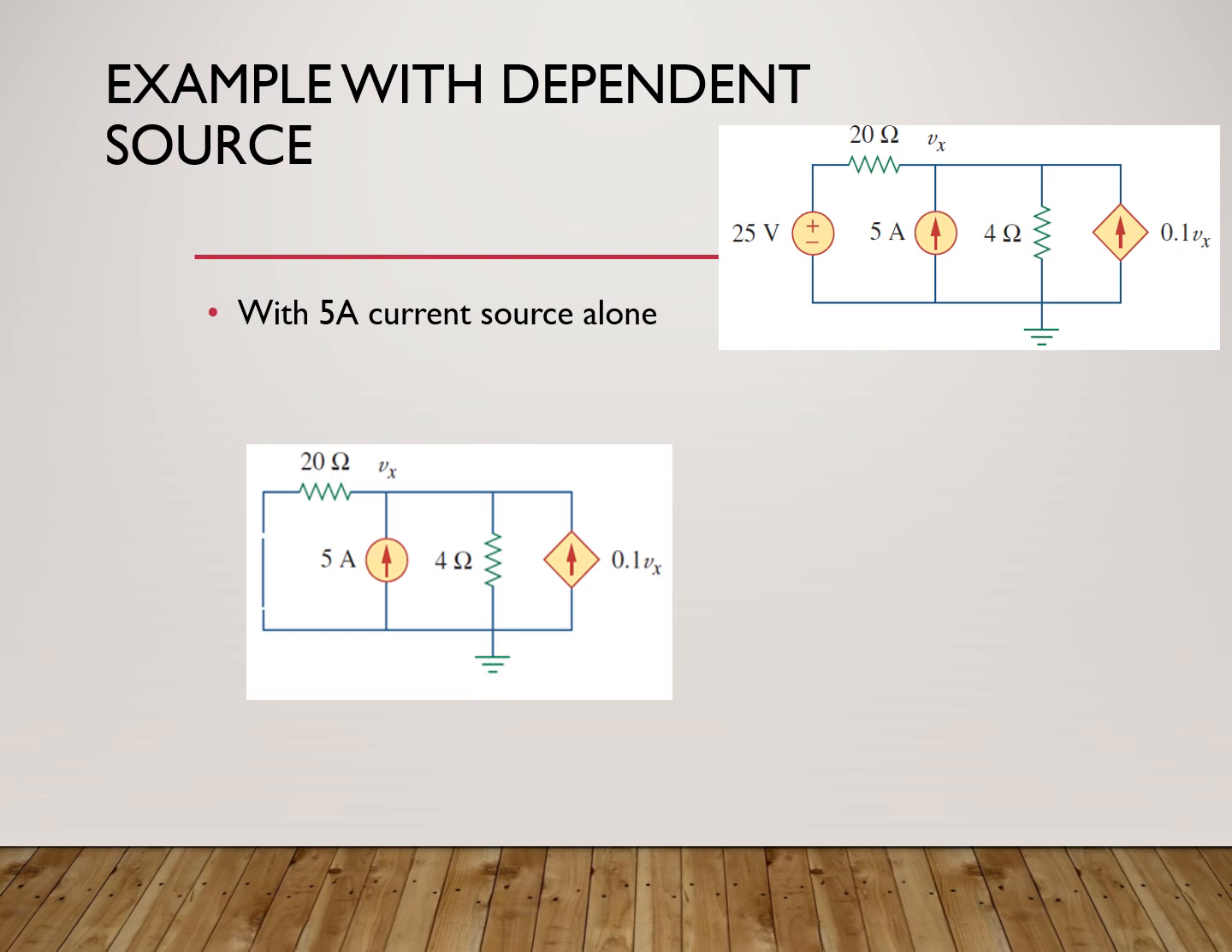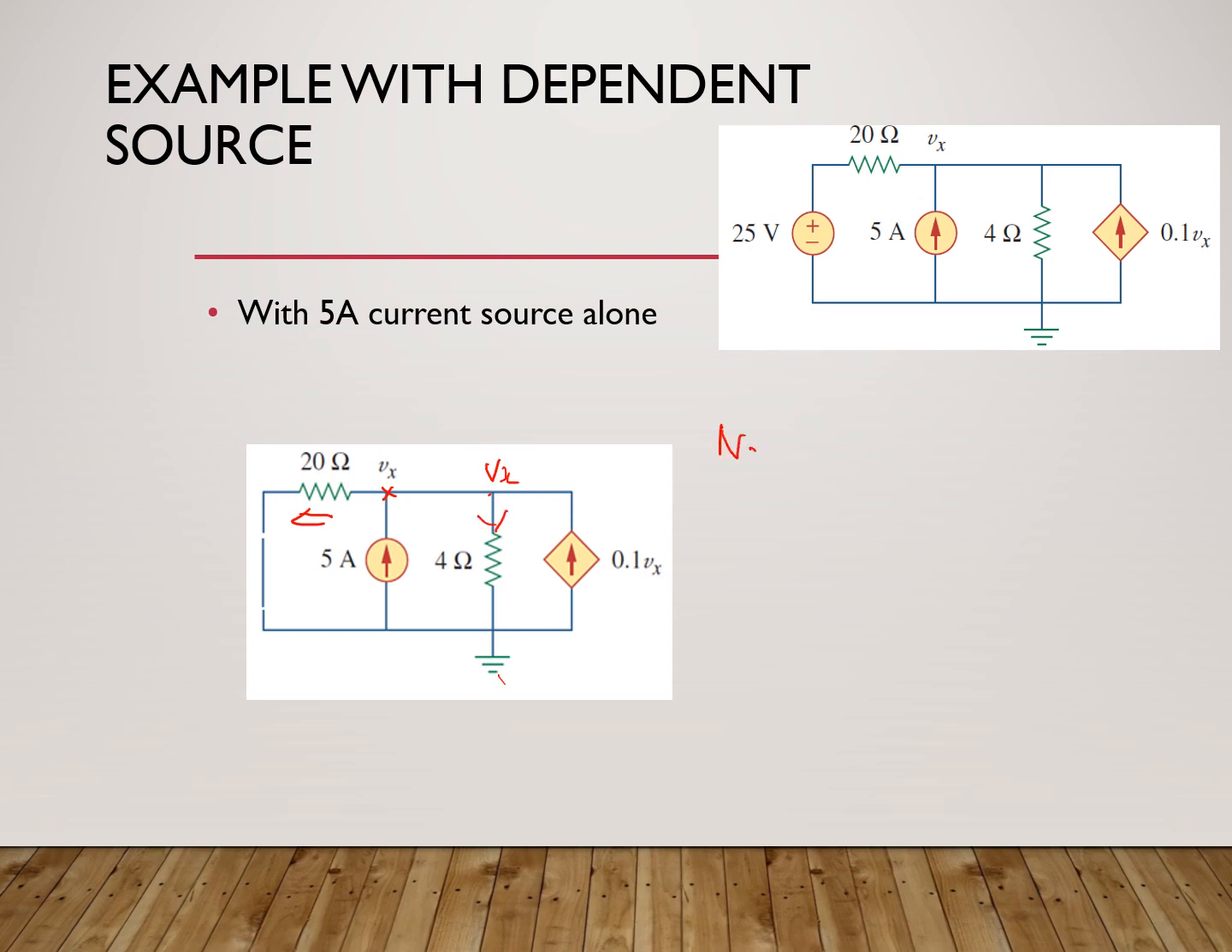So again, we can apply node analysis at this particular node. We can see that the 5 ampere current is flowing into the node, and 0.1 Vx is also flowing into this node, whereas the currents flowing out are as follows. There is a current of Vx divided by 20 flowing out like this. This is your ground potential, so obviously the current is going to flow out like this to the ground. Similarly, this voltage is Vx, so Vx divided by 4 is going to flow like this.